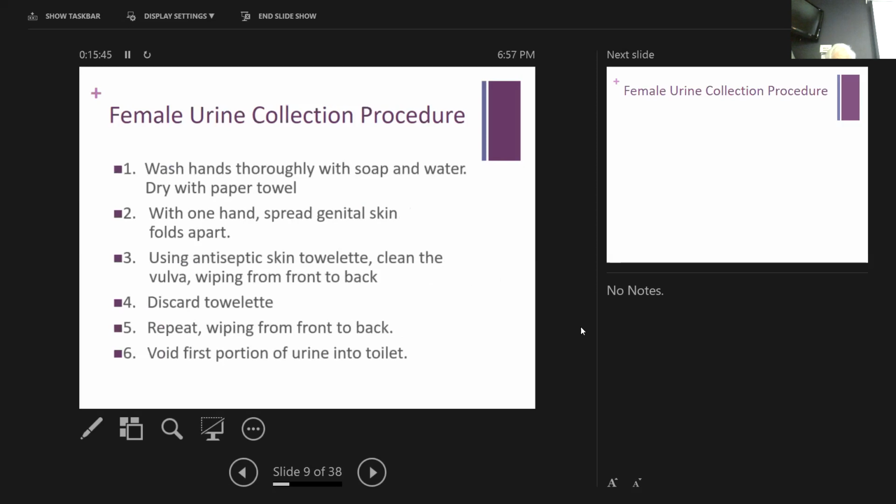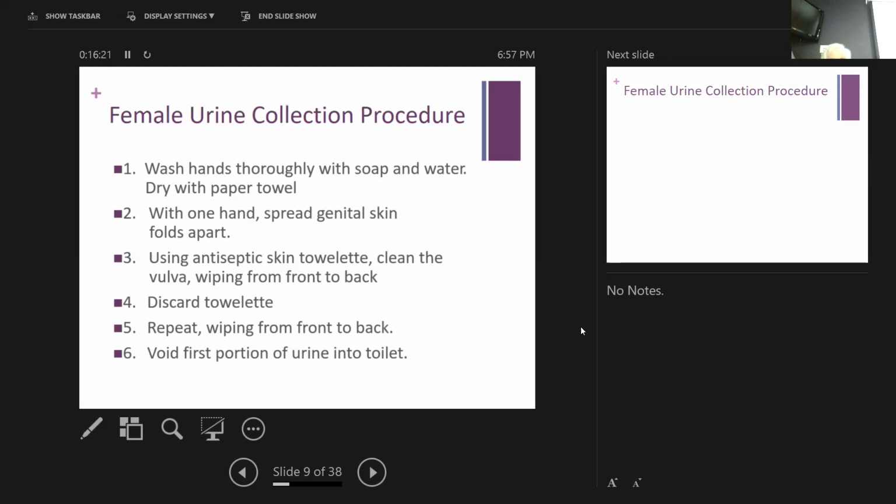So the procedure they discuss here, and this is for you talking to your female patients: thoroughly wash your hands and dry them, and then with one hand expose the genital tissue, and with the other do the washing. Then wipe always from front to back, toward the anus, because you don't want to wipe fecal matter from the anus into the genital area.